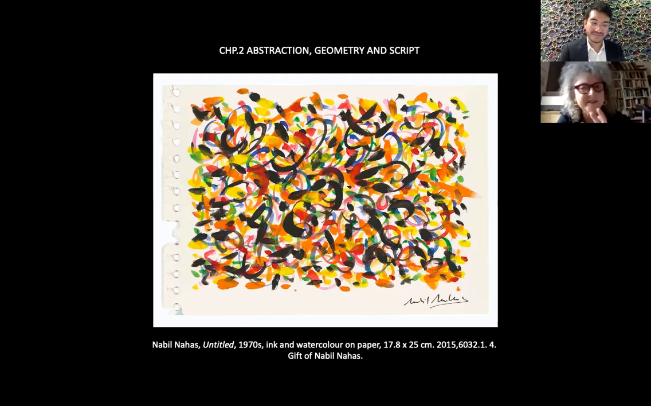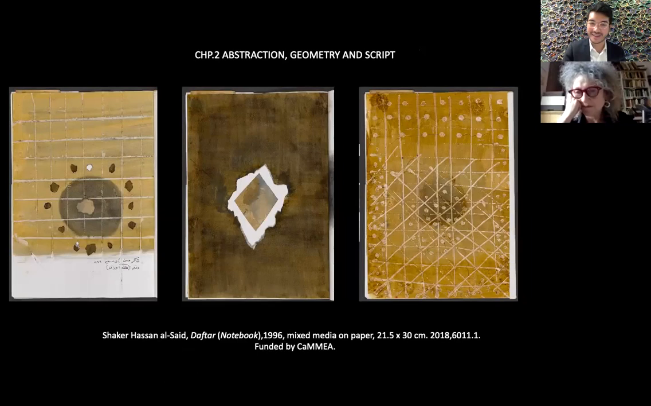It's an echo. So we talked about Shakir Hassan Al Said and his work in the Baghdad Group of Modern Art. And here we have, so it's a notebook, right? Well, so he calls it a daftar. So we've got two things here.